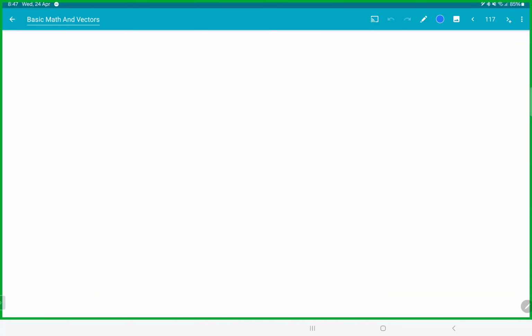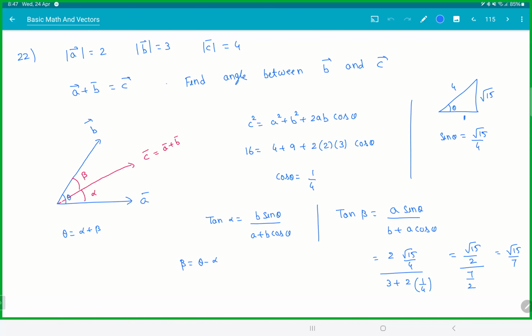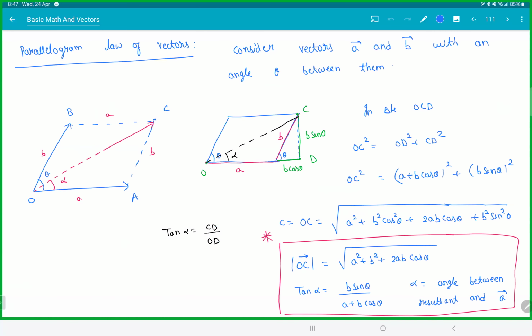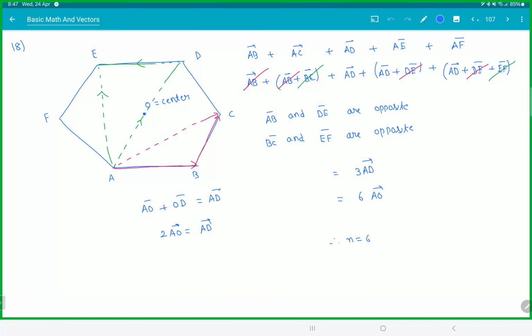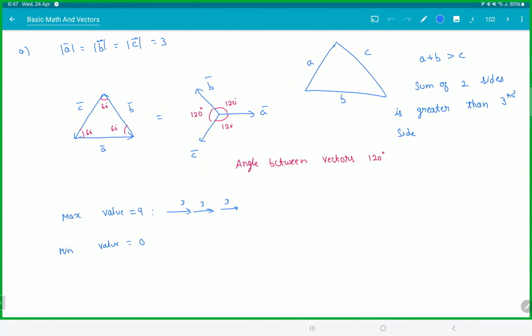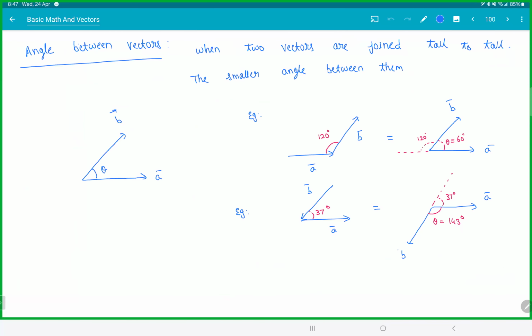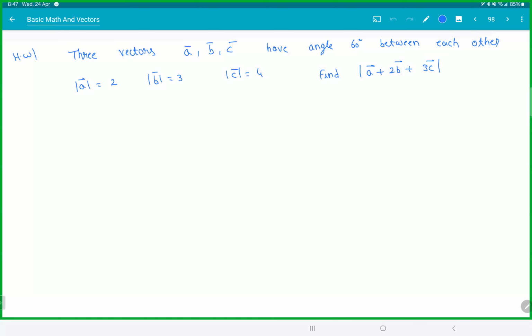What was the homework question? What is the homework question? This one. What to do?